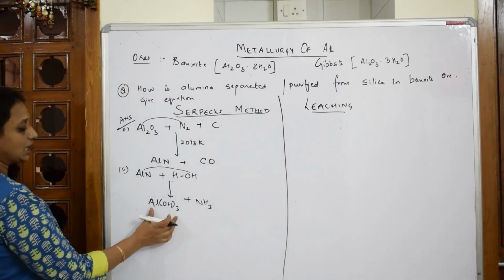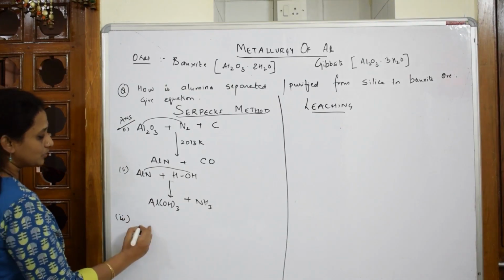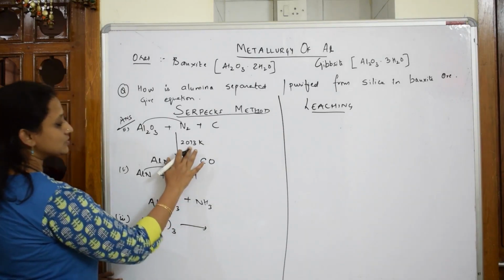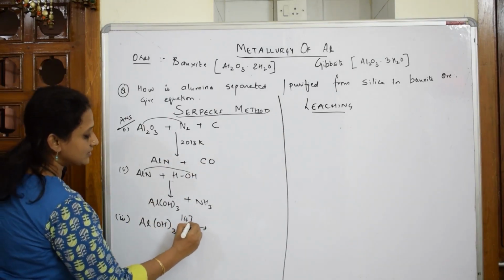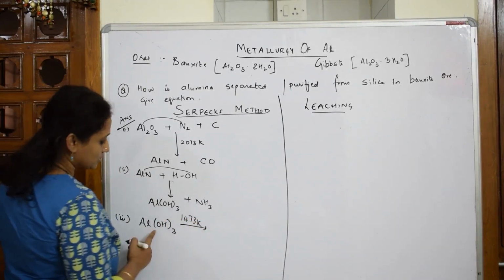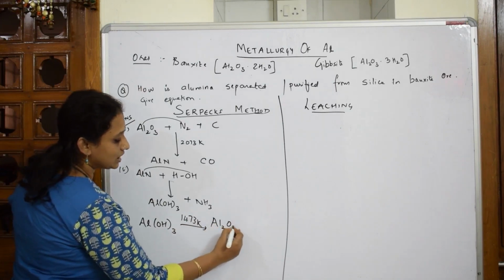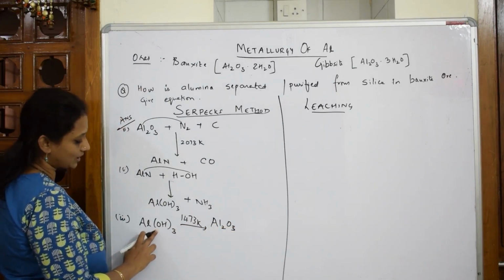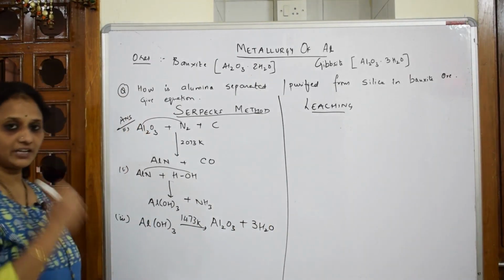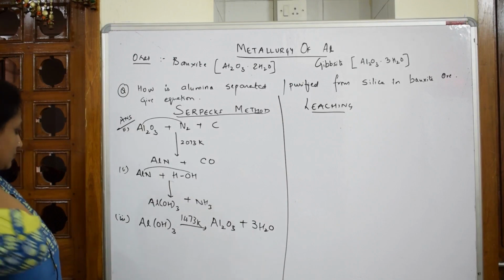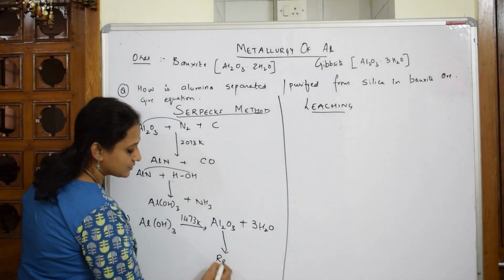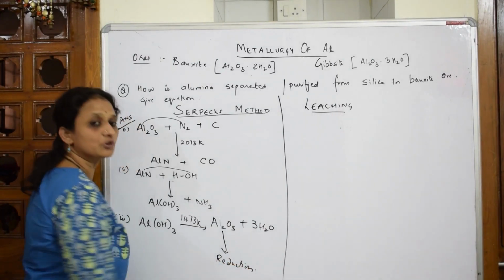Now still we are not done. Aluminium hydroxide. Now what am I going to do? I'm going to heat this aluminium hydroxide further at, now this is 2073, now it is 1473 Kelvin. When I heat it at 1473 Kelvin, this dissociates into two important compounds. It gets converted into aluminium trioxide, that is the basic form of that, plus your water of crystallization comes out. Yes, done. So this is also over. Now this aluminium trioxide is sent for reduction. I'll be teaching the reduction process also.